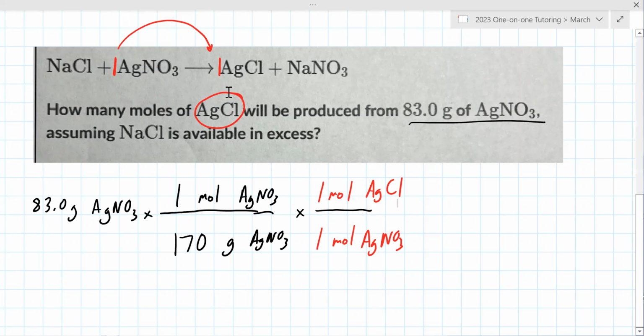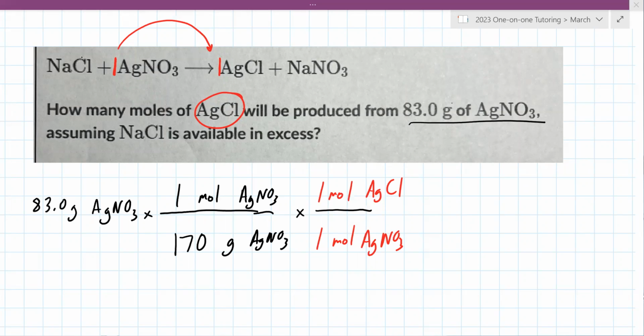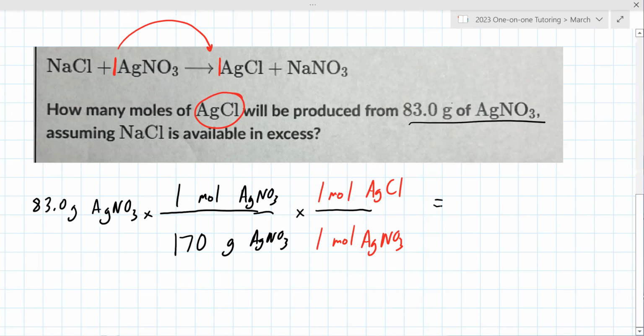And so our answer is just 1 mole of AgCl. Well, the answer is in moles of AgCl. You have to still do the calculation. Oh, right. It's 83 grams. Cancel the grams. Moles cancel the moles. Your answer is in moles AgCl.